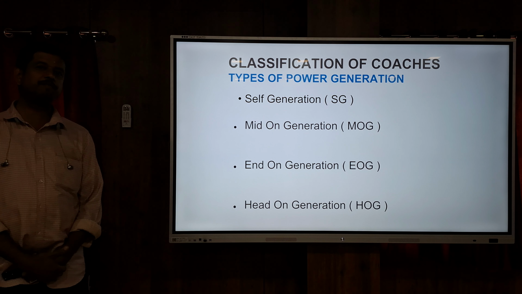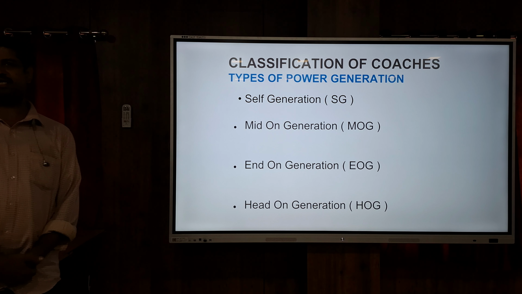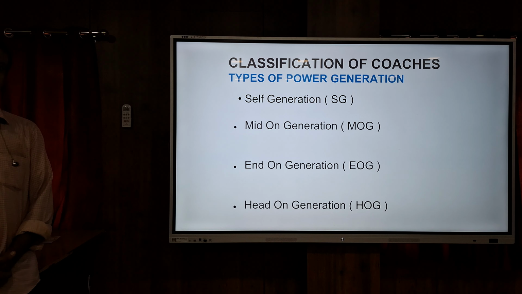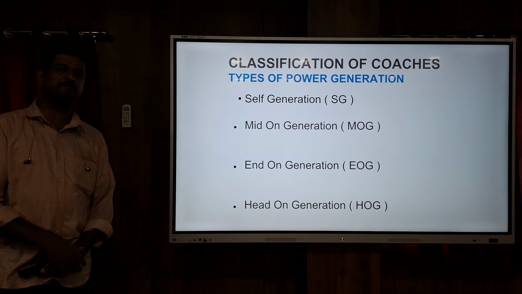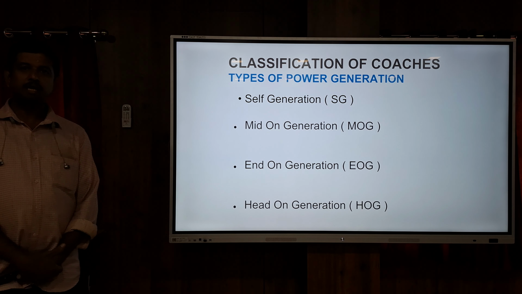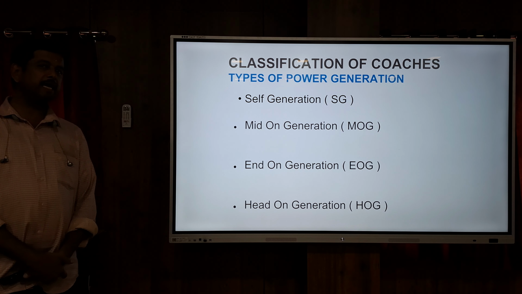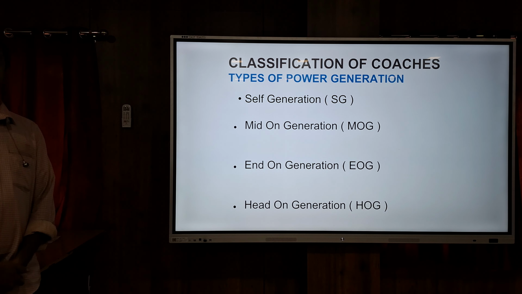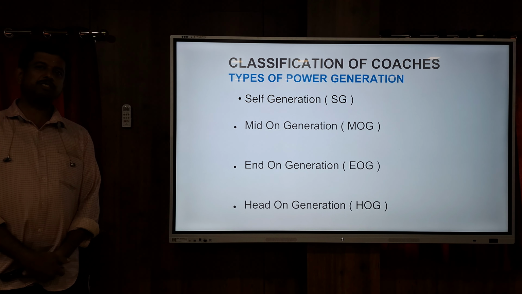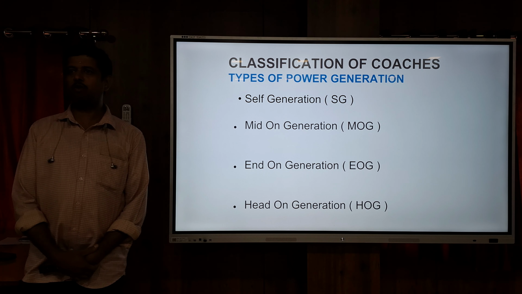This end-on generation with the ICF coach was used mainly for Rajdhani. Long back, those orange color Rajdhani and Shatabdi trains had this end-on generation with 415 volt. Now all are 750 volt three-phase AC supply fed from either EOG or HOG. HOG means head-on generation. Head is our locomotive.